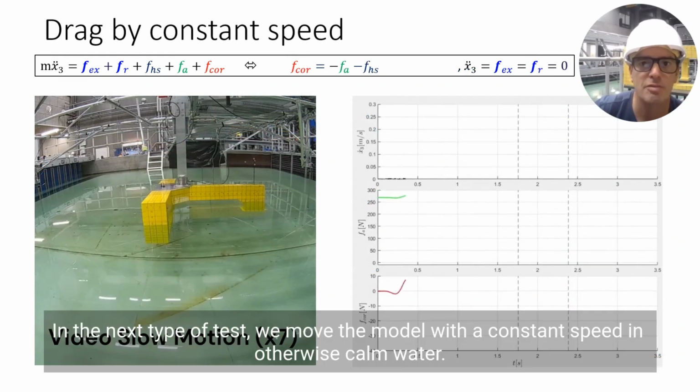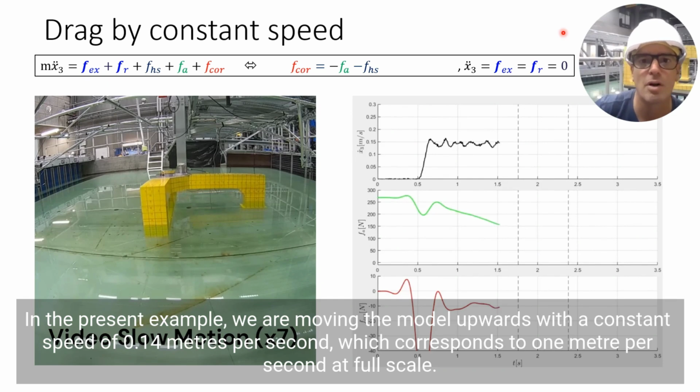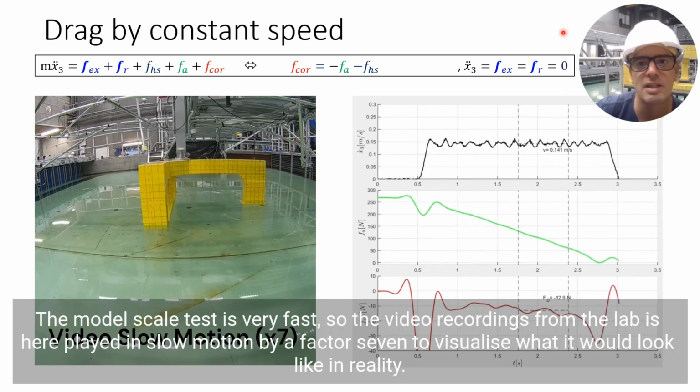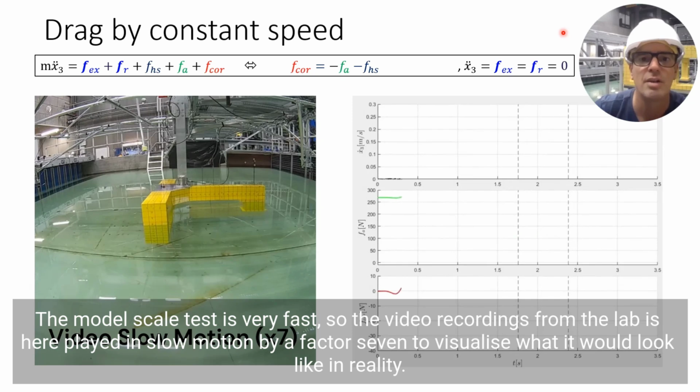In the next type of test, we move the model with a constant speed in otherwise calm water. In the present example, we are moving the model upwards with a constant speed of 0.14 meters per second, which corresponds to 1 meter per second at full scale. The model scale test is very fast, so the video recordings from the lab are here played in slow motion by a factor of 7 to visualize what it would look like in reality.